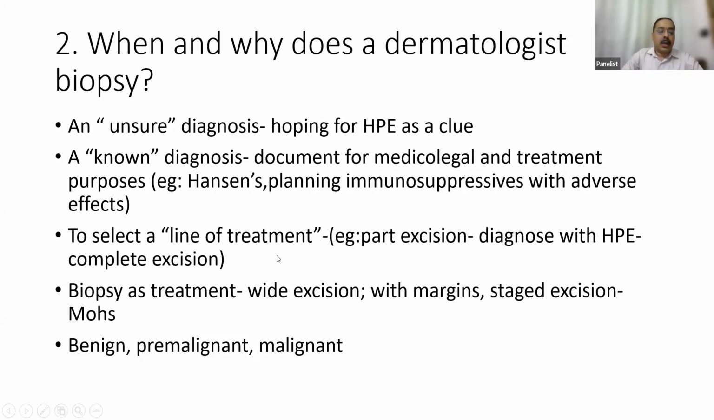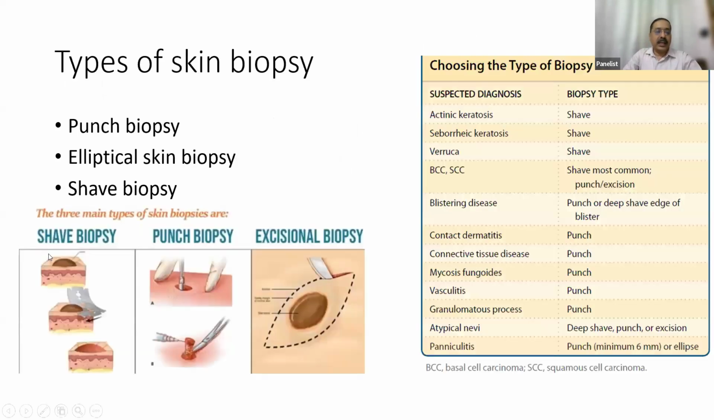Or it can be biopsy as a treatment where we do a wide excision with margins, a staged excision, and to diagnose benign, pre-malignant. There are three types of biopsies which are done: a shave biopsy with the blade, where the lesion is actually shaved off; a punch biopsy with a punch instrument; and an incisional or an excisional biopsy where we use a scalpel blade.